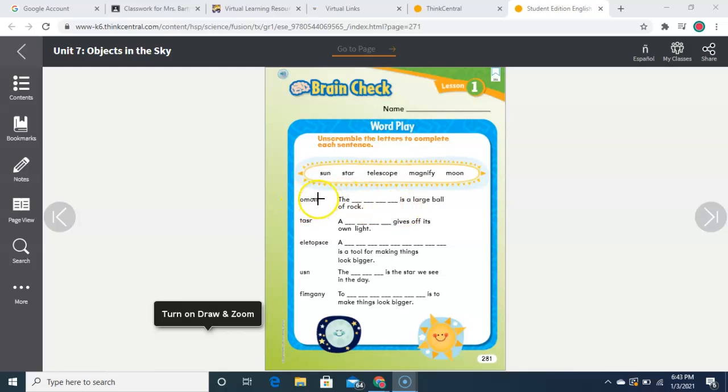We're going to scramble the words. First one says the blank is a large ball of rock. And our choice is sun, star, telescope, magnify, or moon. So the answer should be moon. I'm going to try typing this first and see if it works. If not, then I will use the freehand. So M is your first. So all you're going to do is fill in these blanks and put moon here.